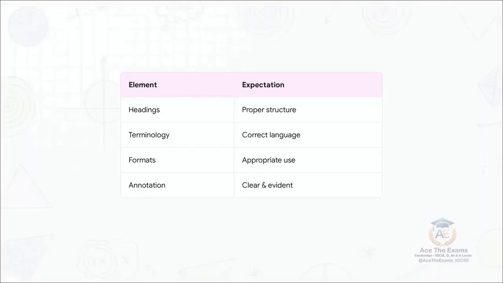And look at this checklist. Examiners will literally dock points if strict presentation conventions aren't followed. Headings must be structured. Terminology must be correct. If you mean complex conjugate, write it. Don't just say the opposite one. Formats need appropriate application, and your annotation must be clear and evident. I cannot stress this enough. Your paper needs to read like a professional mathematical proof, not a scratch pad.